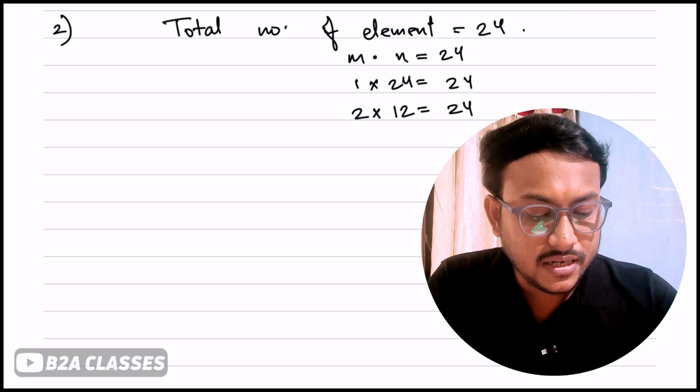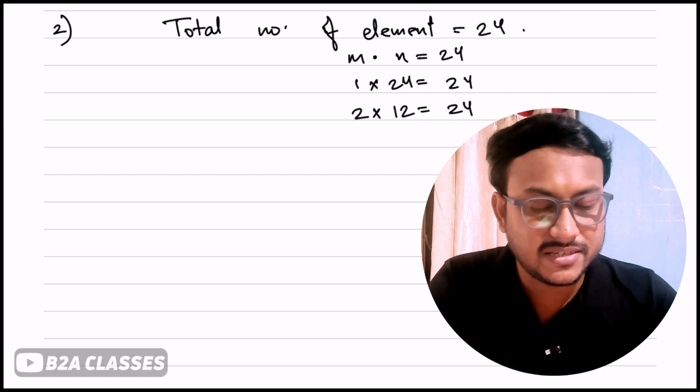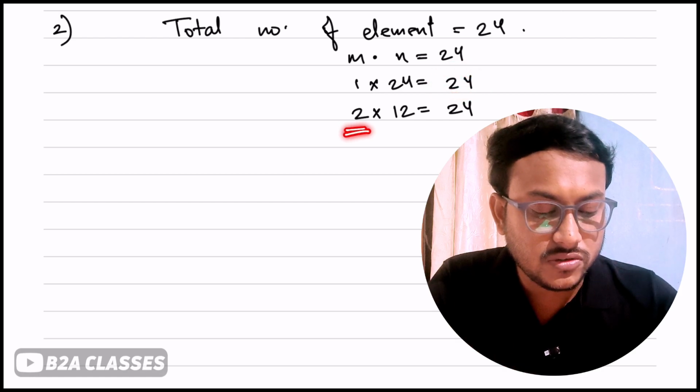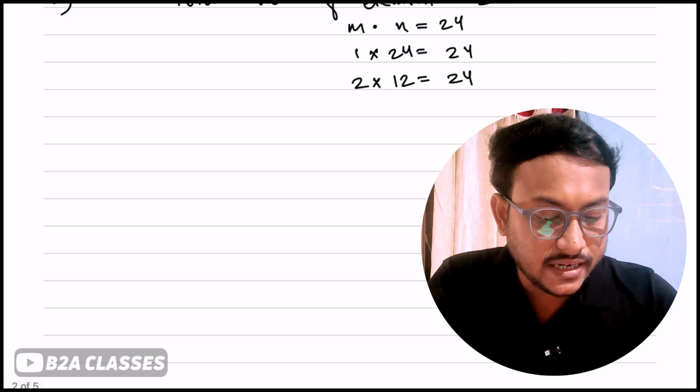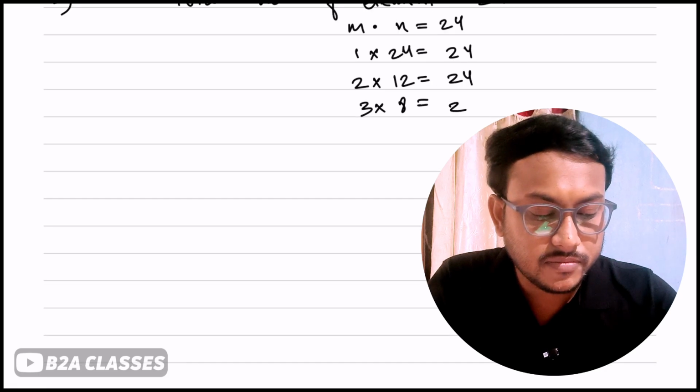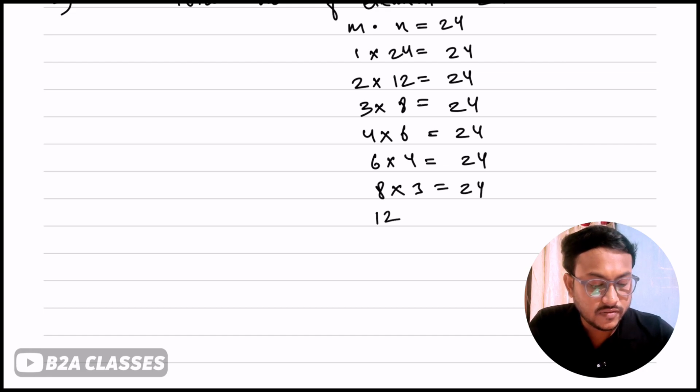Now here, if a matrix has one row and 24 columns, in that case the matrix will have 24 elements. And if a matrix has 2 rows and 12 columns, in that case also the matrix will have 24 elements. So we will write all the possible values. I can write 3 multiplied by 8 is also 24, and 4 multiplied by 6 is also 24. Also 6 multiplied by 4 is 24, and 8 multiplied by 3 is 24. Similarly 12 multiplied by 2 is 24, and 24 multiplied by 1 is 24.